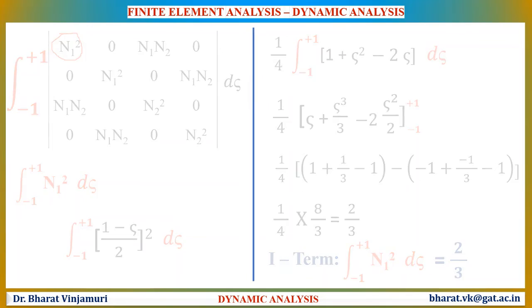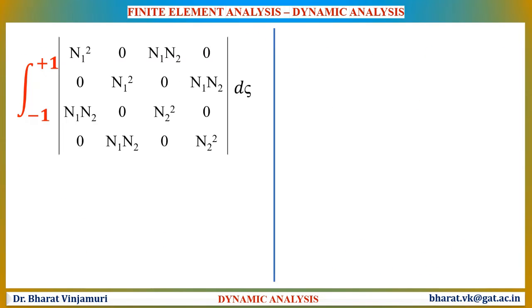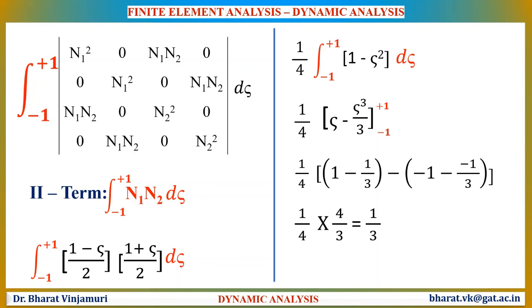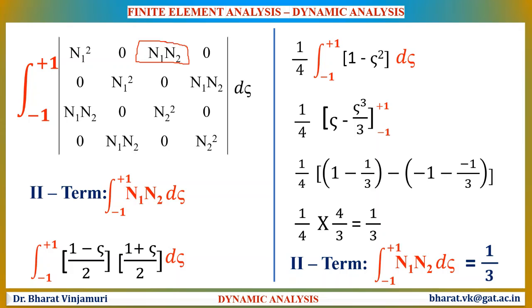Similarly, the value of the second term, that is N1 and N2, will end up as 1 by 3. Thus, the value of 1 by 3 will be substituted in place of N1 and N2. Now note that the entire procedure is the same as in the case of the bar element.